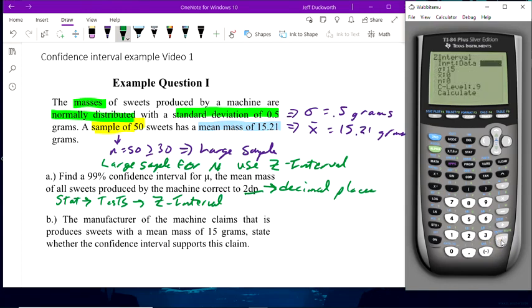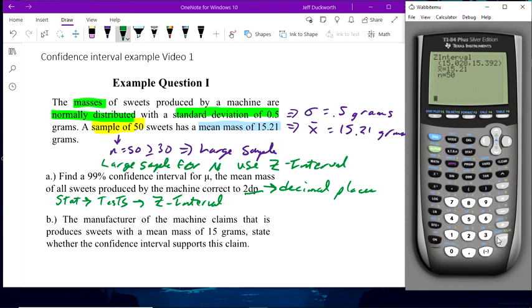Okay, so we are not given any data, so we're going to leave it on statistics. It's already highlighted. If it's not, then you need to arrow over, highlight stats, and hit enter. The first piece of information it wants is sigma, which is 0.5. So let's change that to 0.5. X bar is 15.21. And n in this case is 50. The C level is the confidence level we're looking for. In this case, it's 99%, so 0.99 is what we want to put there. And that's all the information you should need. This is how we use the calculator. So we'll hit calculate, and we have an interval up there.